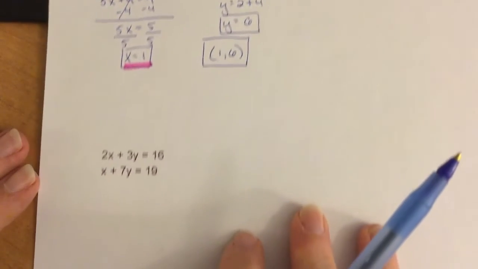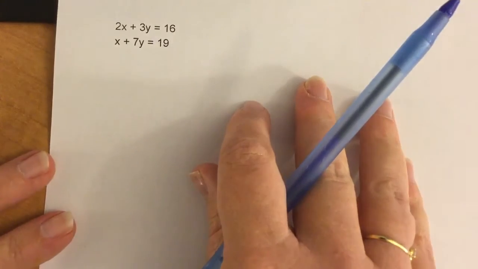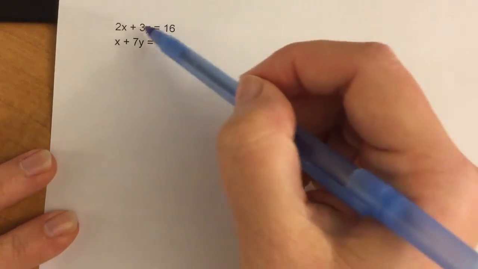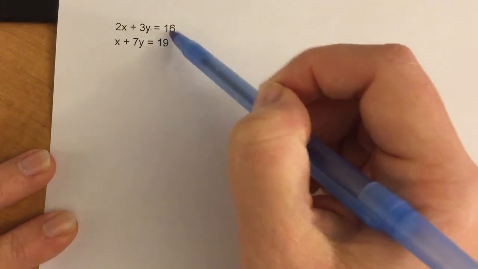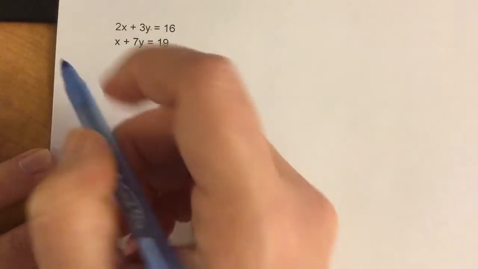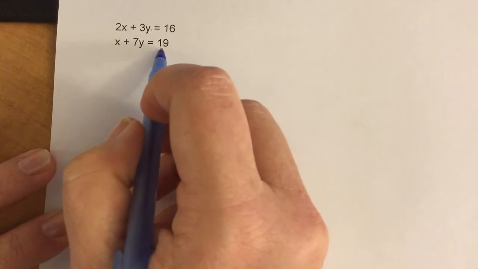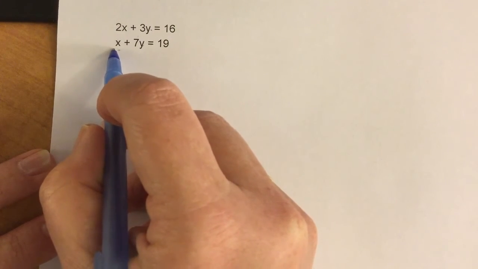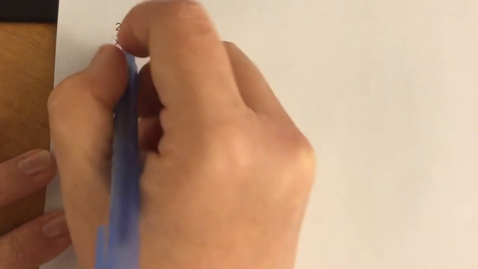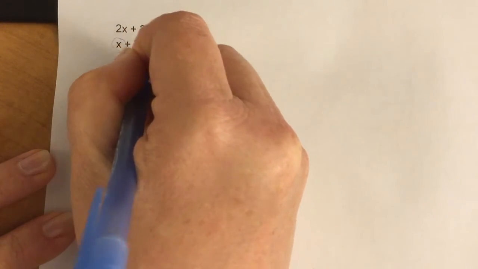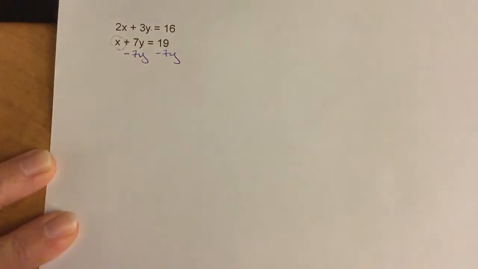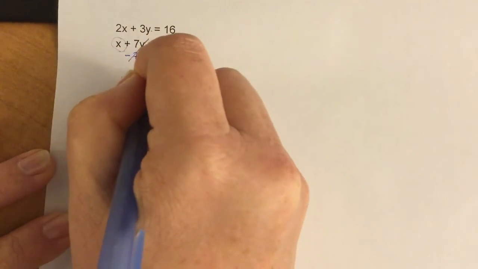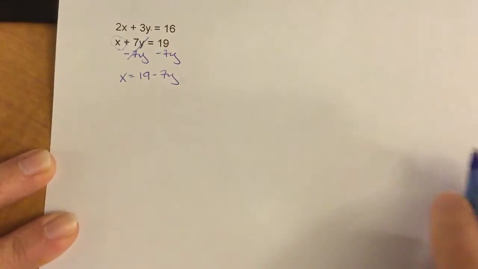The second thing that might happen is you might get a system of equations that looks like this, where they haven't already solved it for you. They haven't told you what x equals or what y equals, so you need to rearrange it a little bit. So looking at these two equations, the easier one to rearrange is this bottom one, because x is already by itself. So I'm going to try and isolate x by subtracting 7y from each side. So that will remove it from this side, and now x equals 19 minus 7y.